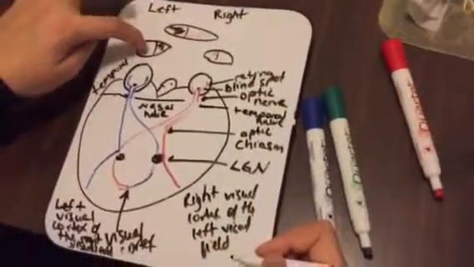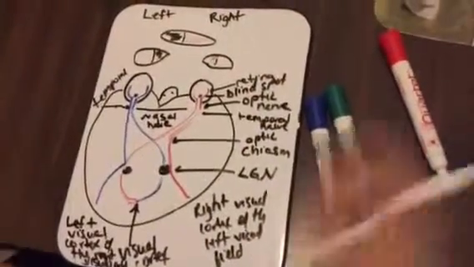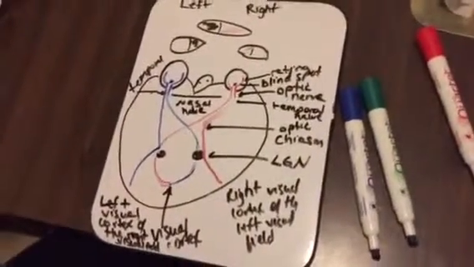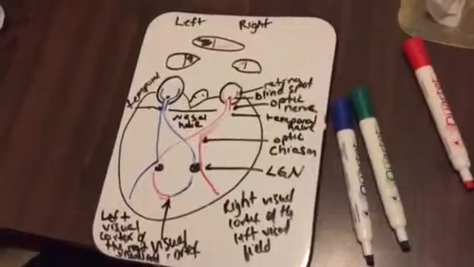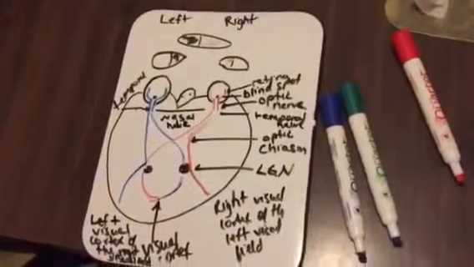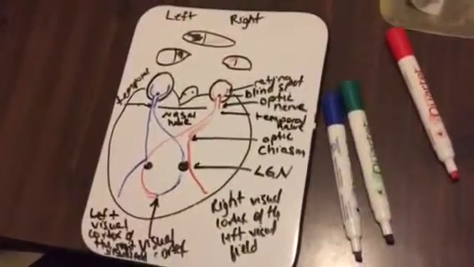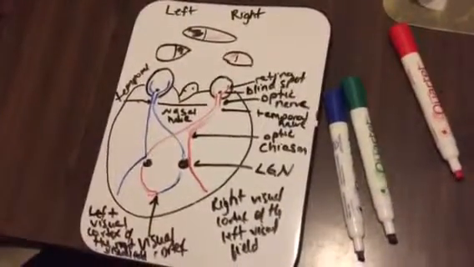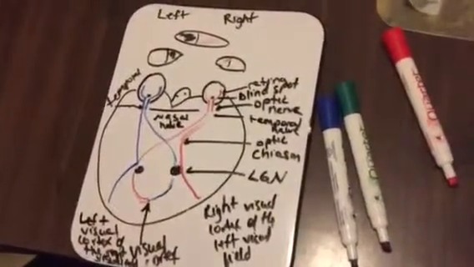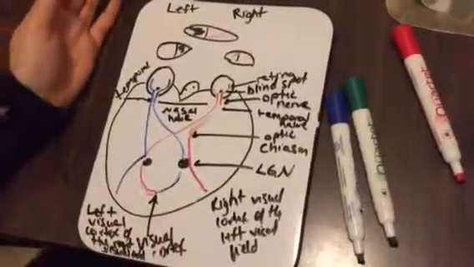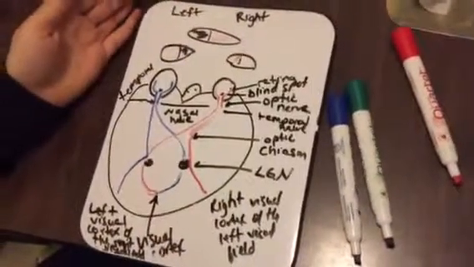So this was your left visual field and this was your right visual field, and then they end up on the opposite sides. So this was a simplified explanation of how mammals process visual information. I hope that you could learn something and decipher this very messy diagram. Thank you.